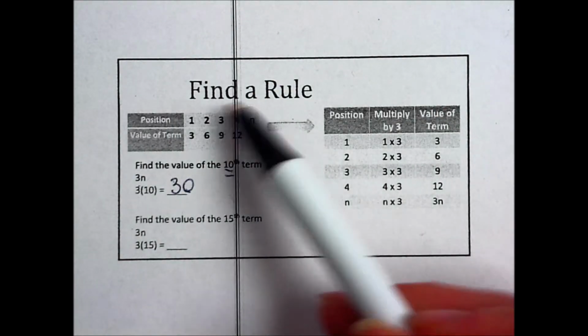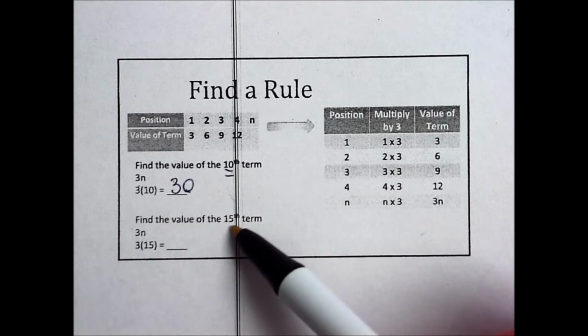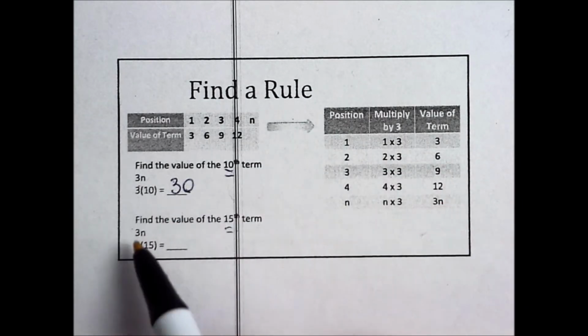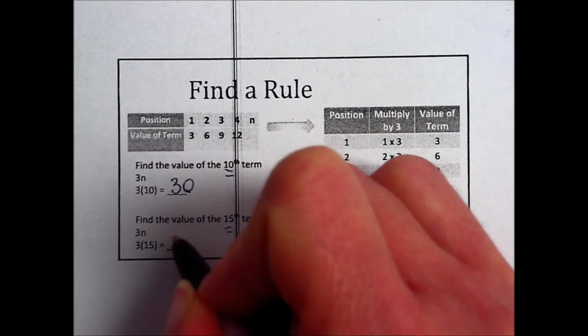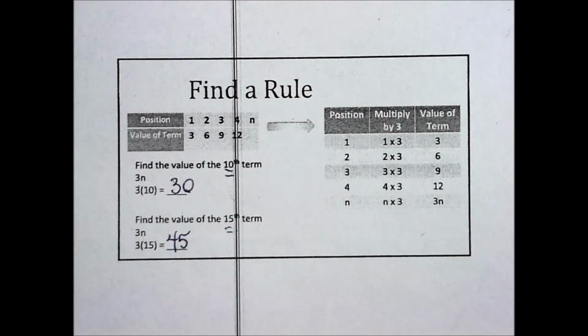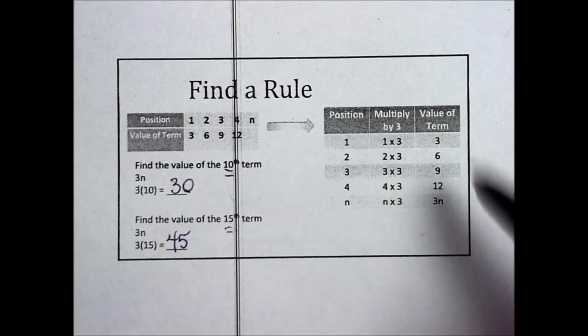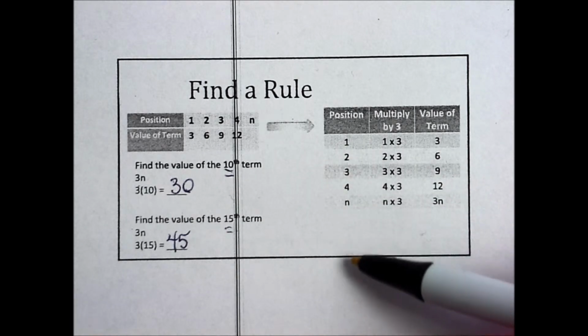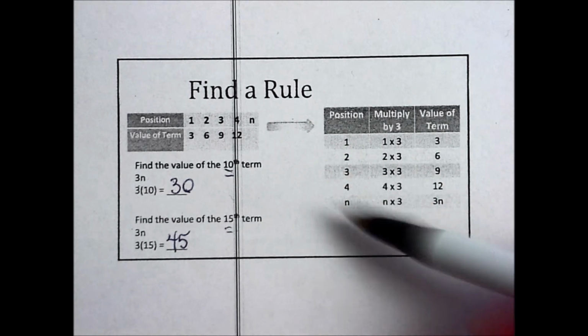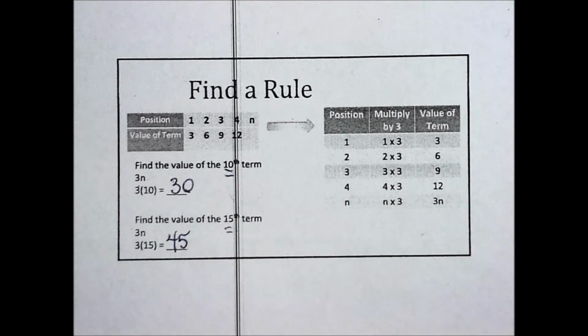Now if I'm going to use this same table and I want the value of the 15th term instead, same rule, 3n, but this time I'll do 3 times 15, so the value of the 15th term would be 45. So this saves us some time. Instead of having to take a table and list all the way down to 15, I can use the rule to find whatever term the question asks for.